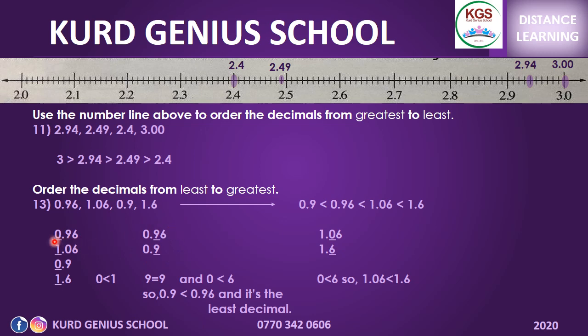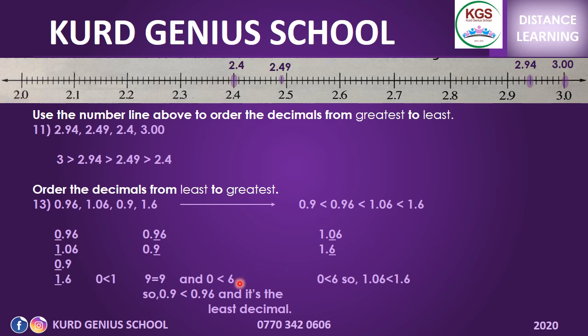We have 96 hundredths and 9 tenths. So their first place is the same. Let's go to the second place. They are still the same. But here in the third place, which is the place of hundredths, here we have 6, but here we don't have any digit in the place of hundredths, which means 0. So 0 is less than 6. Therefore, 9 tenths is the least decimal.